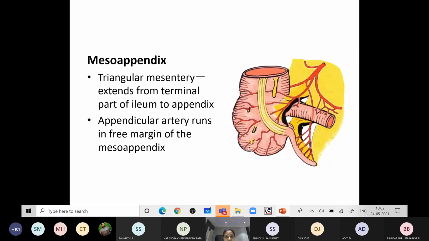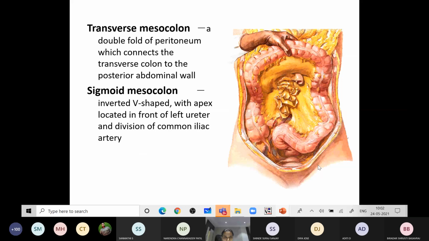Other folds: the fold of the peritoneum which suspends the appendix, extending from the terminal part of the ileum to the tip of the appendix, is the mesoappendix. Through this, the appendicular artery will run and give branches to the appendix. This is the transverse mesocolon, which suspends the coils of the transverse colon. Sigmoid mesocolon suspends the sigmoid colon.